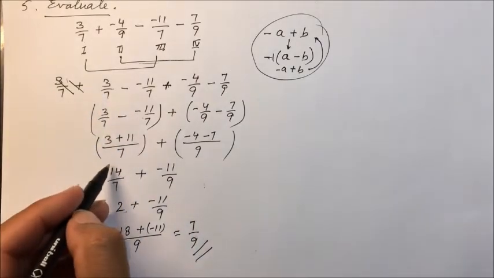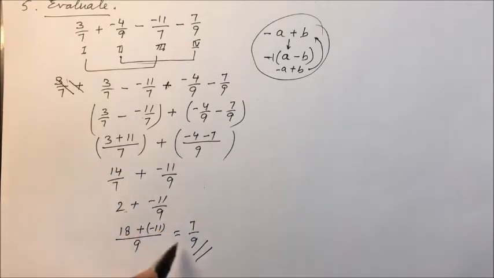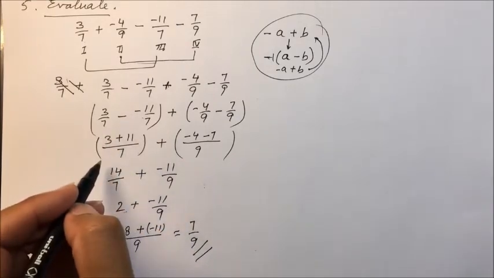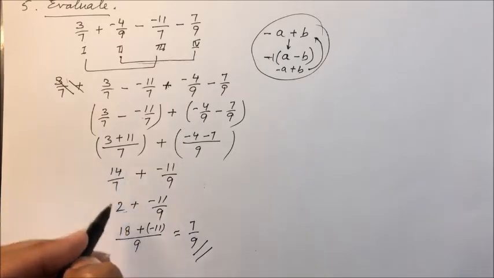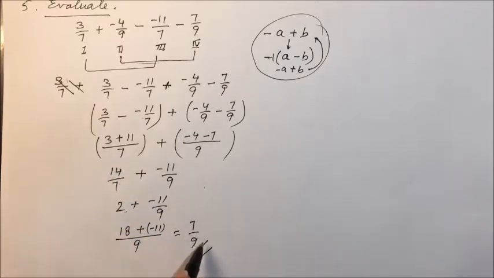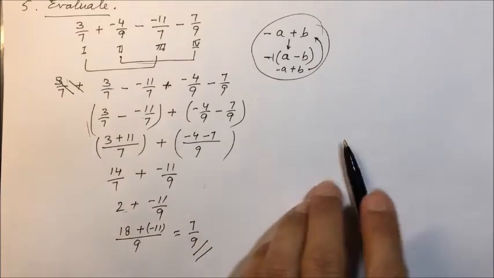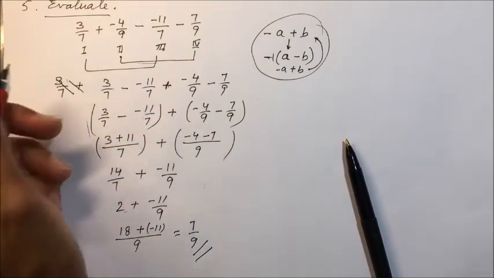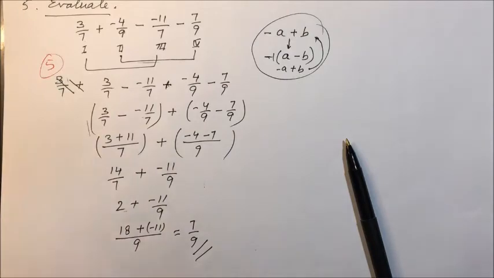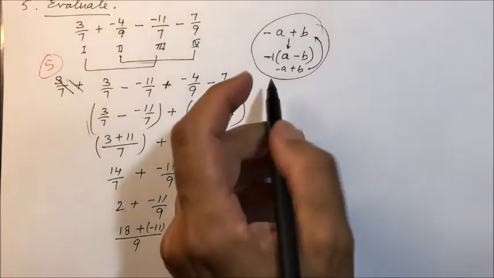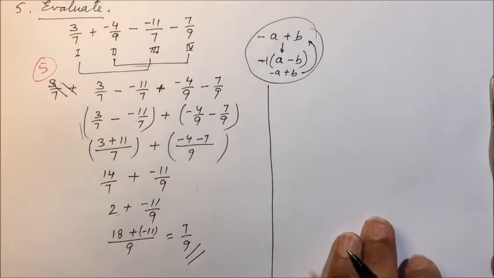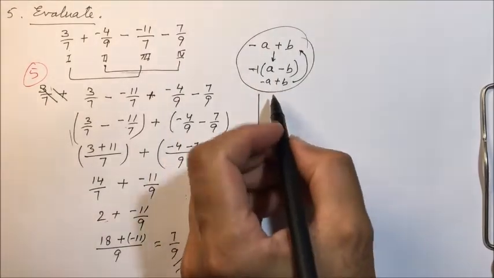If few of the steps are right and some are wrong, give 3 marks for that. If the answer is wrong, give 3 marks. Or else, if you got the answer and you have written the steps, give 5 marks. This is clear? Now we will be discussing the next question, that is 6th.